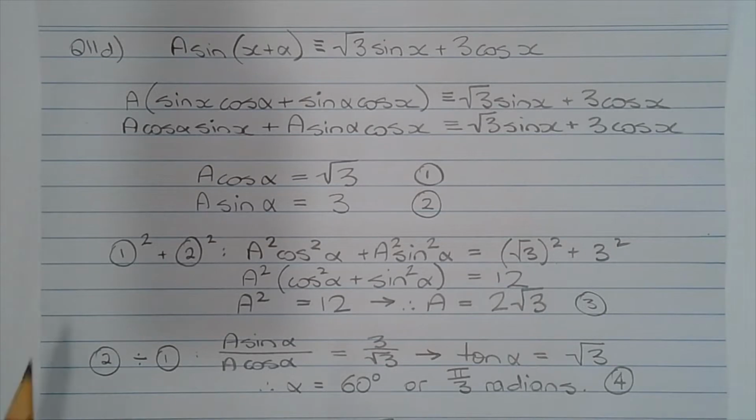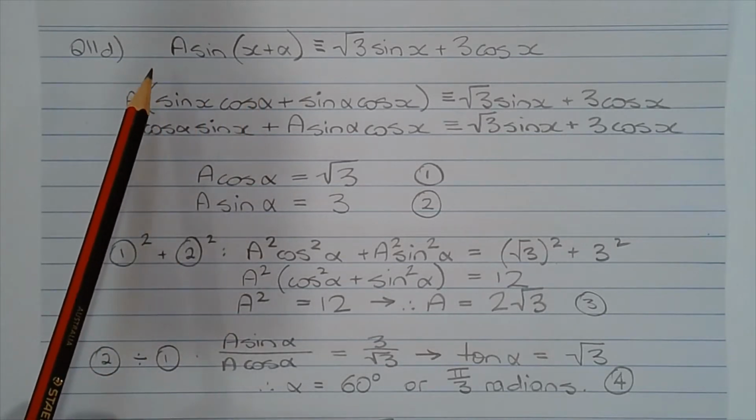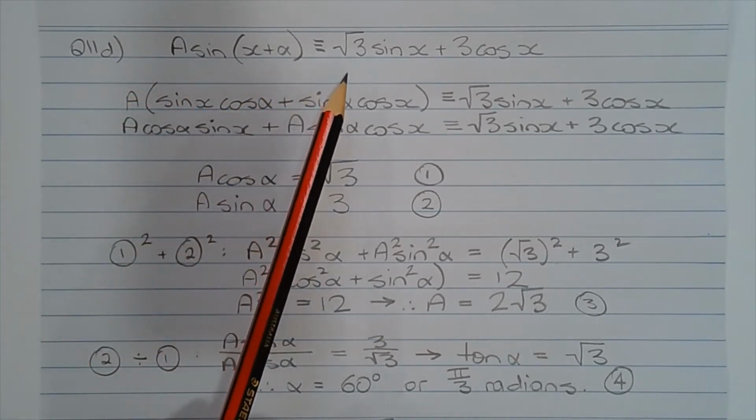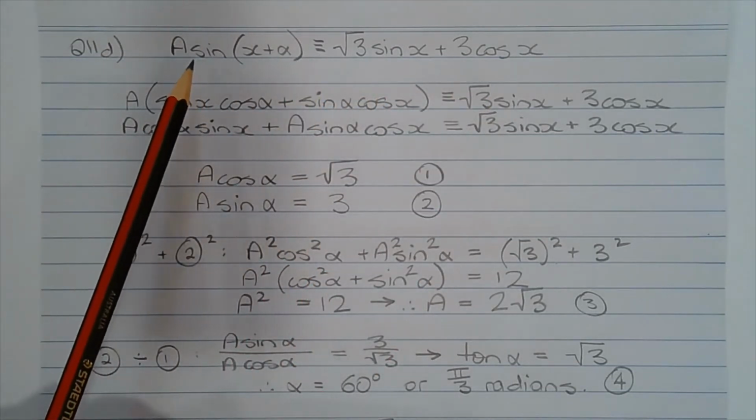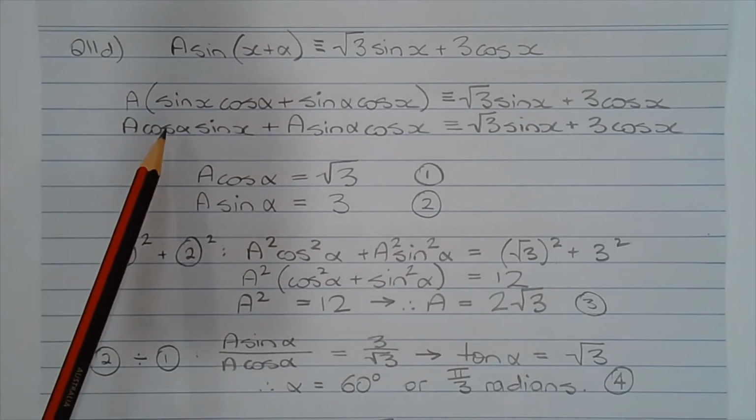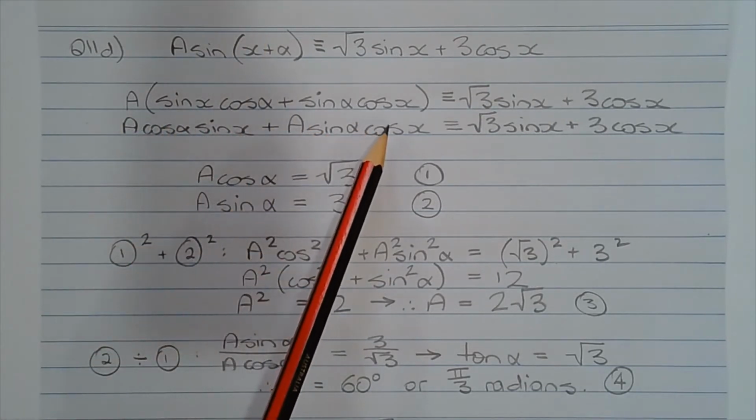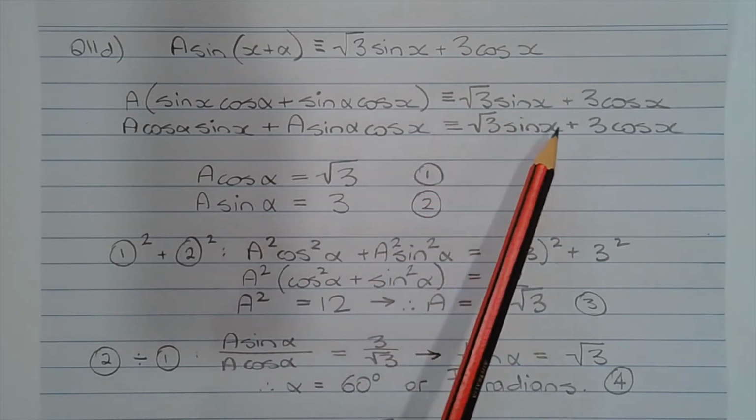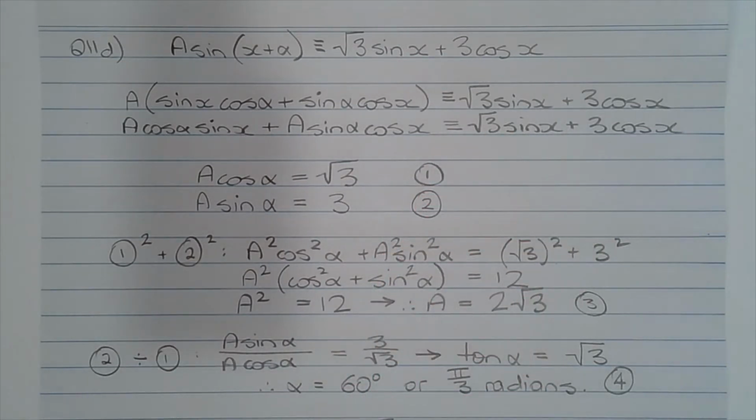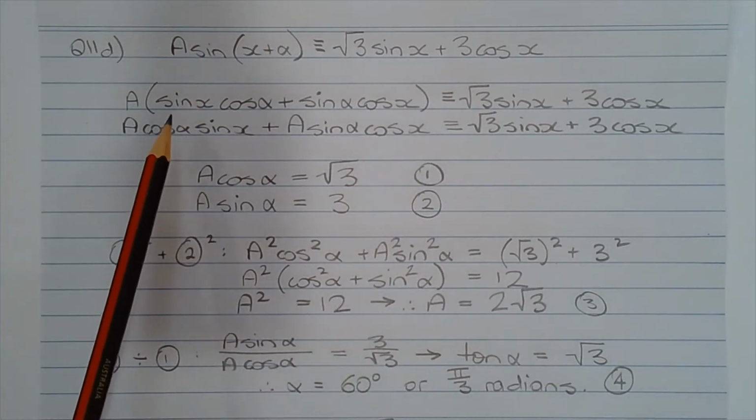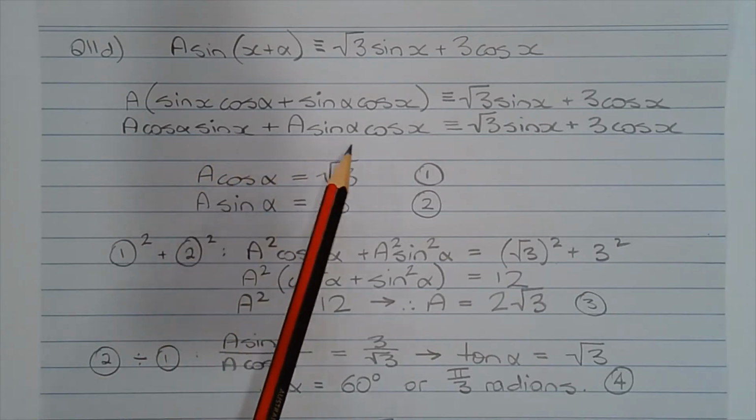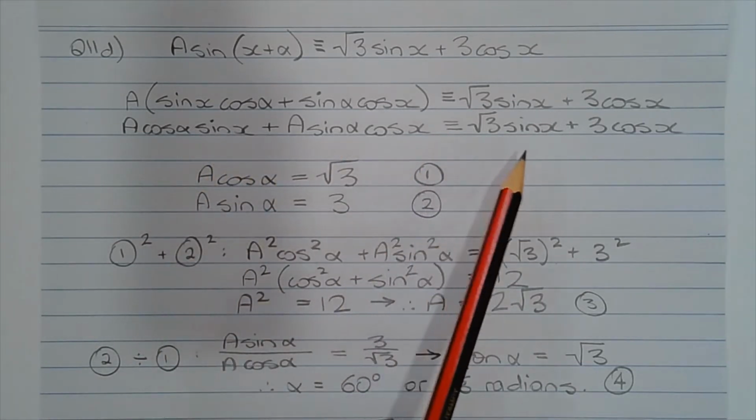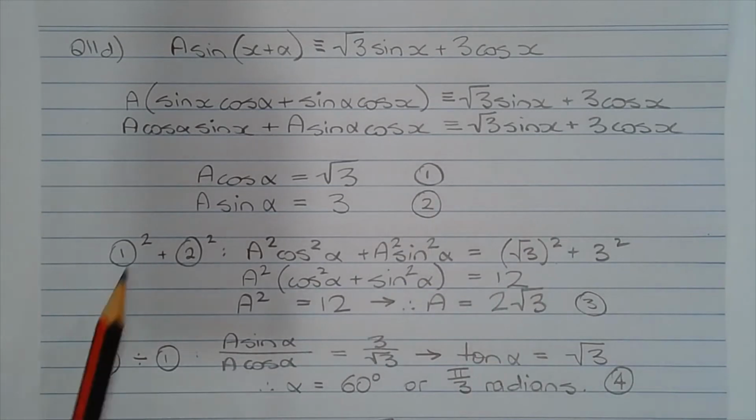The first step is to find the values of a and alpha in the identity a sine x plus alpha is identical to the square root of 3 sine x plus 3 cos x. Expanding the left-hand side, since we have the sine of a compound angle, we have a sine x cos alpha plus sine alpha cos x is identical to the square root of 3 sine x plus 3 cos x. Expanding further and switching the sine x and the cos alpha around, we have a cos alpha sine x plus a sine alpha cos x is identical to the square root of 3 sine x plus 3 cos x. I just wanted the terms involving alpha to be written first.